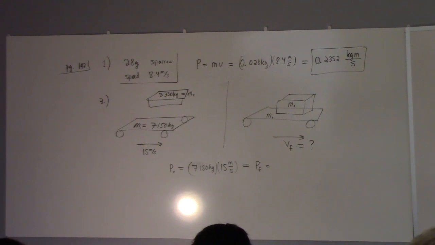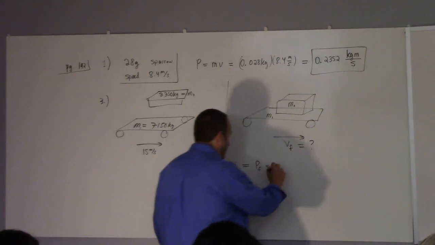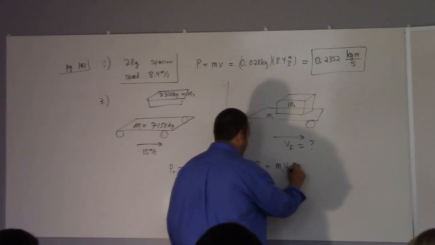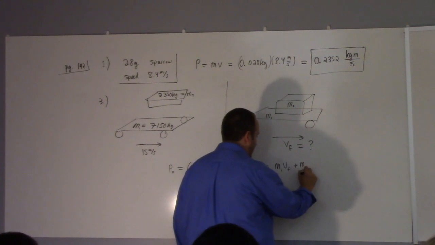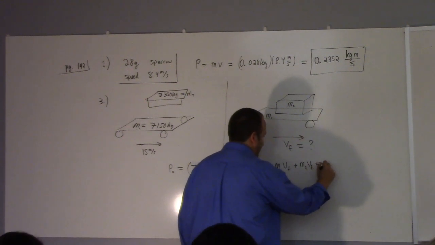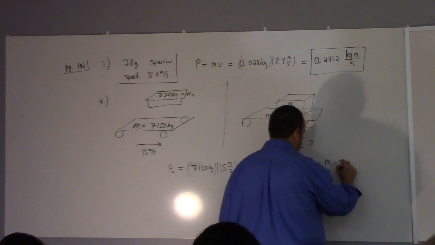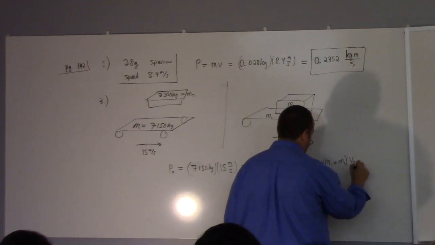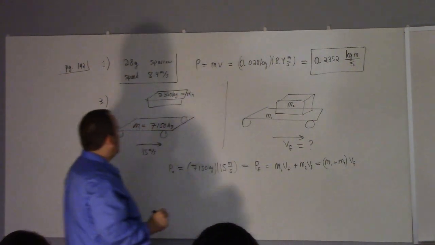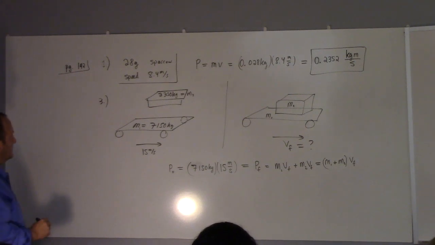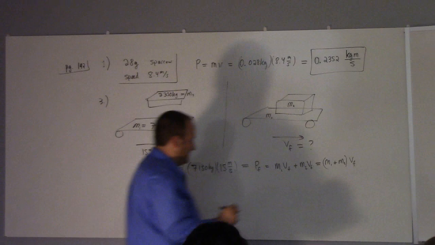So final momentum, both the load and the car have a velocity vf. They both share that velocity, and so the final momentum would be m1 vf plus m2 vf, right? Which we could do algebra on. That's m1 plus m2 times vf. What's m1 plus m2? 10,500.